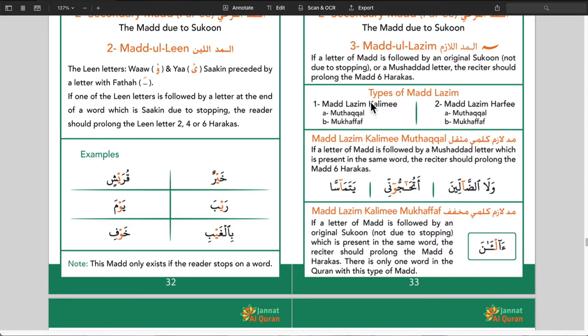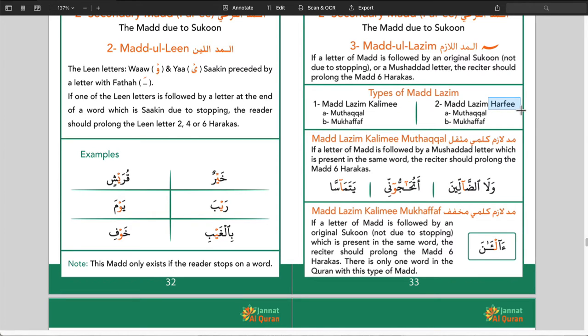We have mad lazim kalami. Kalami means comes from kalam, inside a word. Okay, so one of that mad, obligatory mad lazim, is inside a word, or mad lazim harfi. Harfi, the harf means just a letter. Okay, so mad lazim harfi, it's because it's just the letters like alif lam mim. Those are harf.